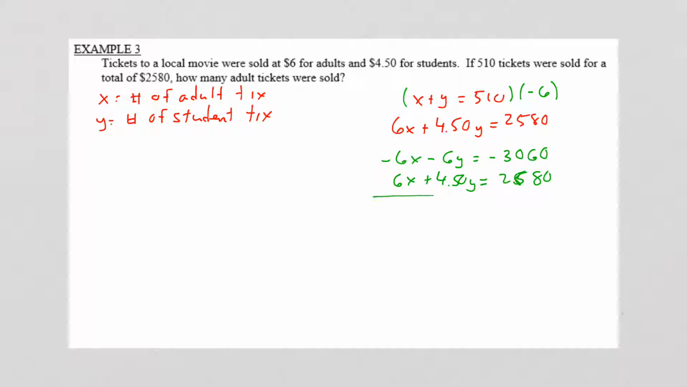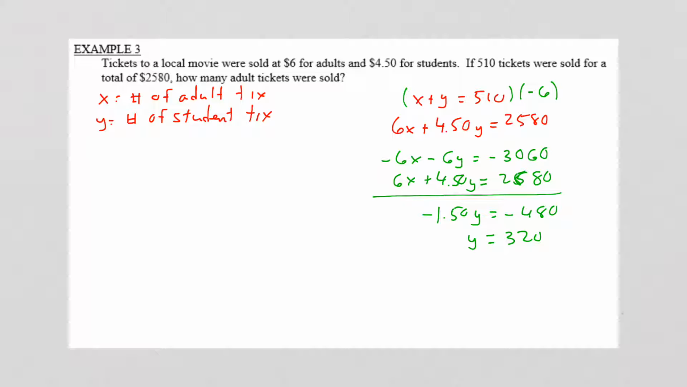And then again, we add them. The x's are eliminated. When we add the y's, we get -1.50y equals, and we have -30.60 plus 25.80, which gives us -4.80. When we divide by -1.50, we get that there are 320. That's the number of student tickets.